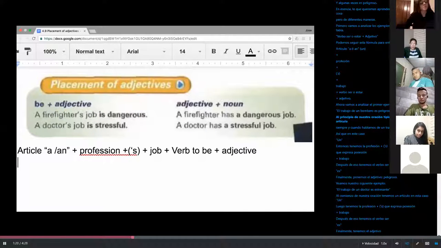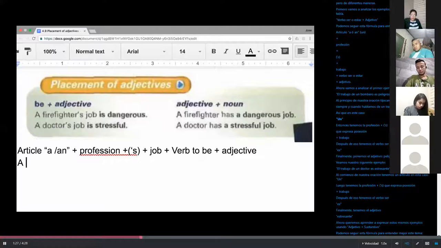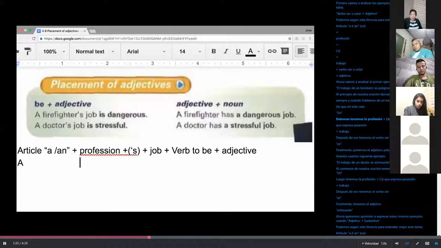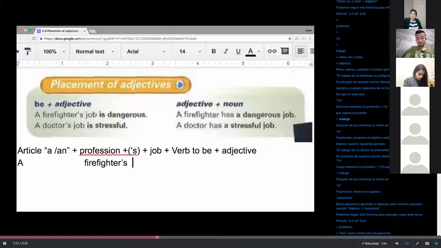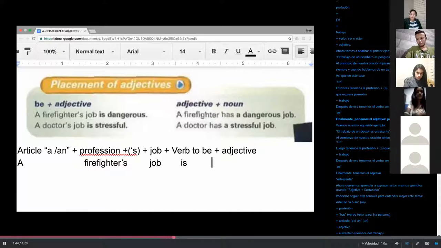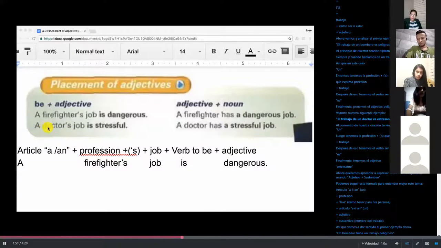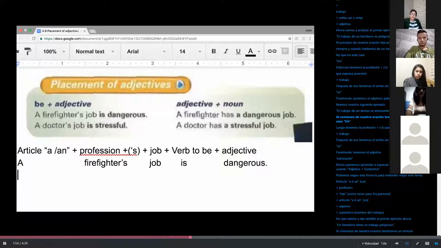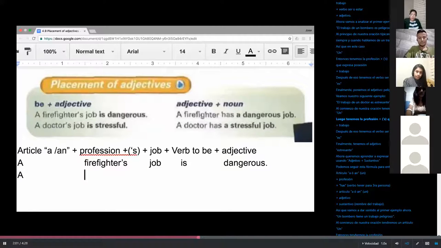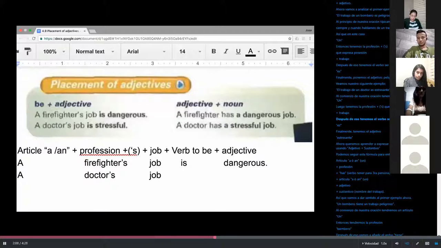At the beginning of our sentence, we will typically use an article whenever we're talking about a singular job. So in this case, a. Then we have profession plus apostrophe s, which expresses possessive, plus job. After that, we're going to add the verb to be, in this case is. Finally, we put the adjective. Let's look at our next example. A doctor's job is stressful. At the beginning of our sentence, we have an article, in this case a. Then we have profession plus apostrophe s, which expresses possessive, plus job. After that, we have the verb to be, is.